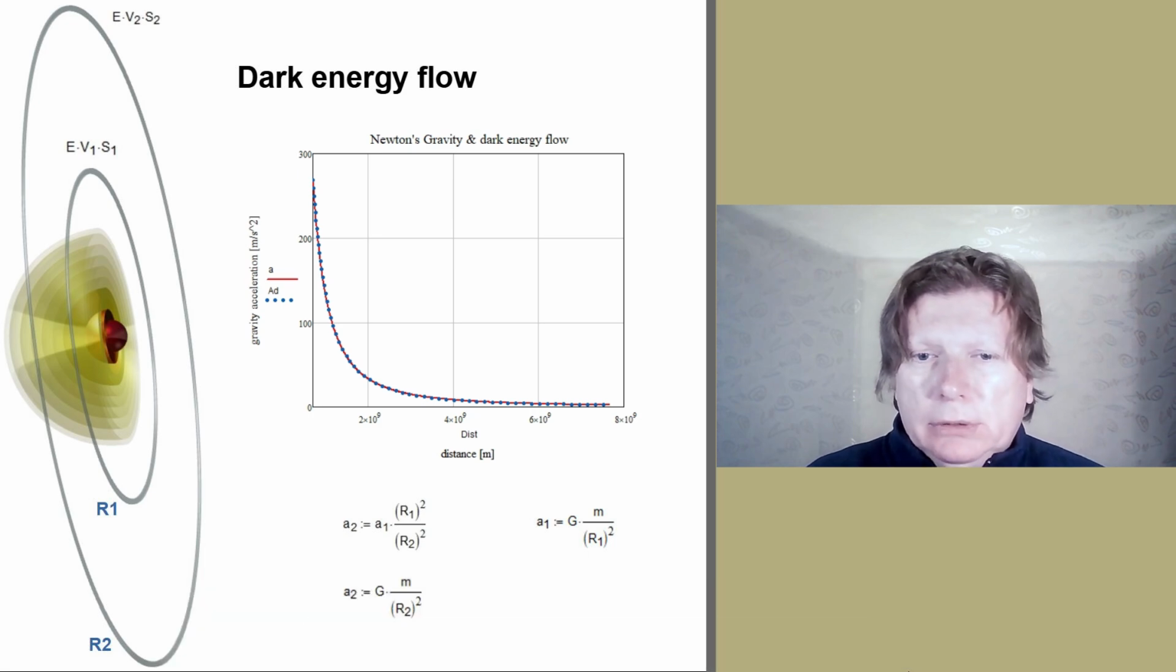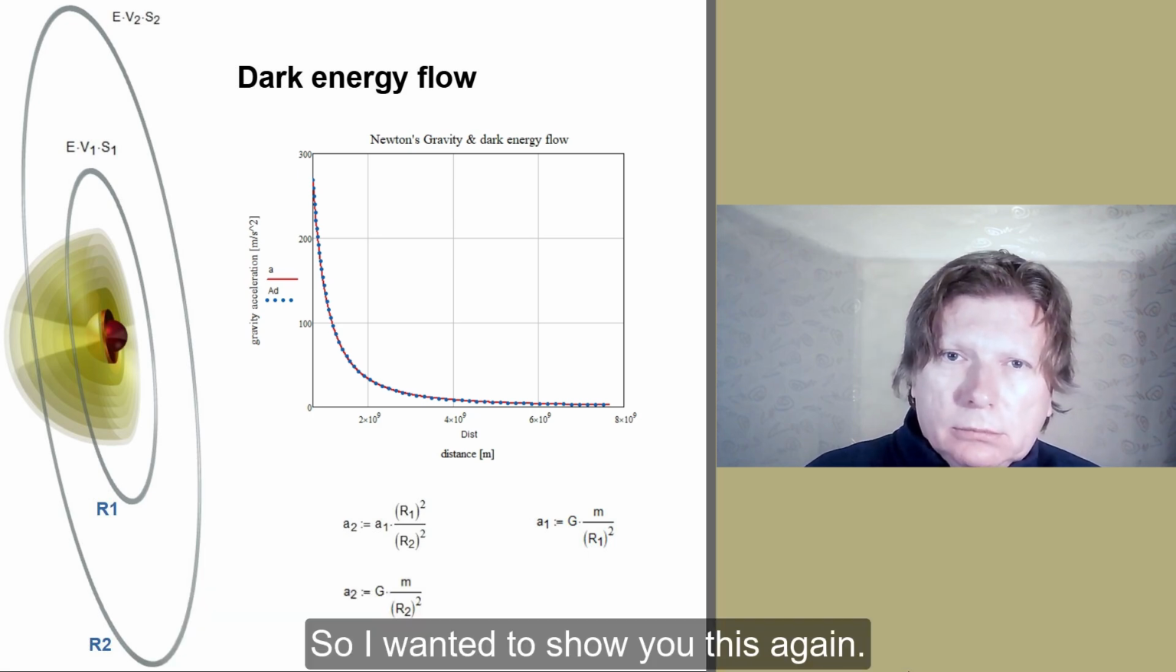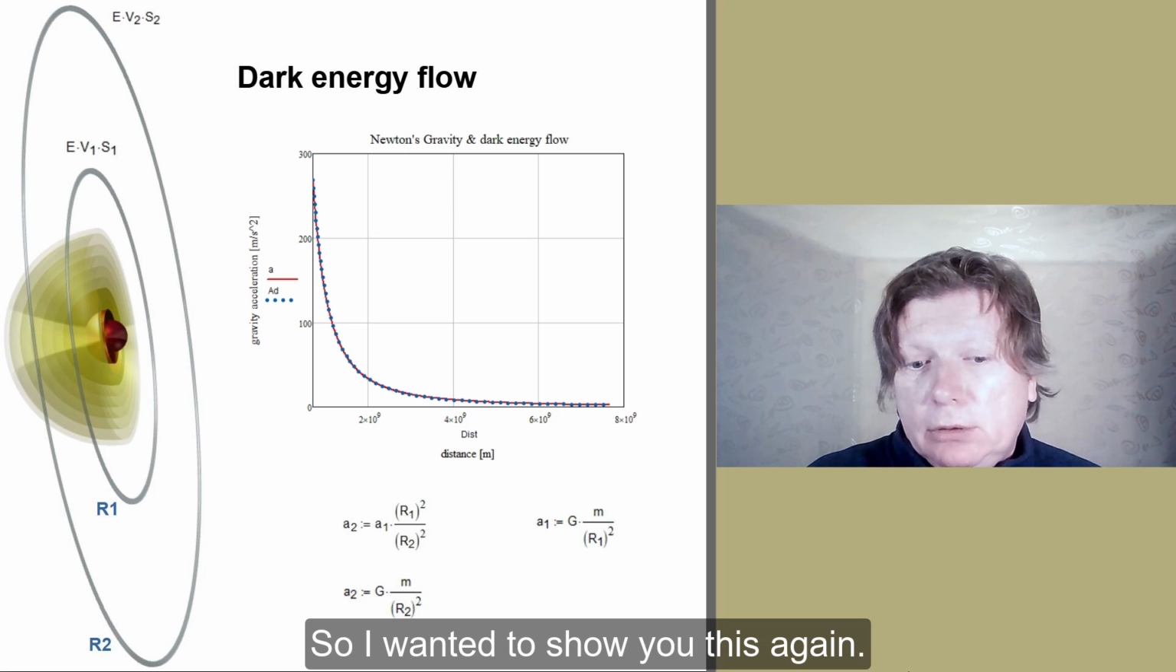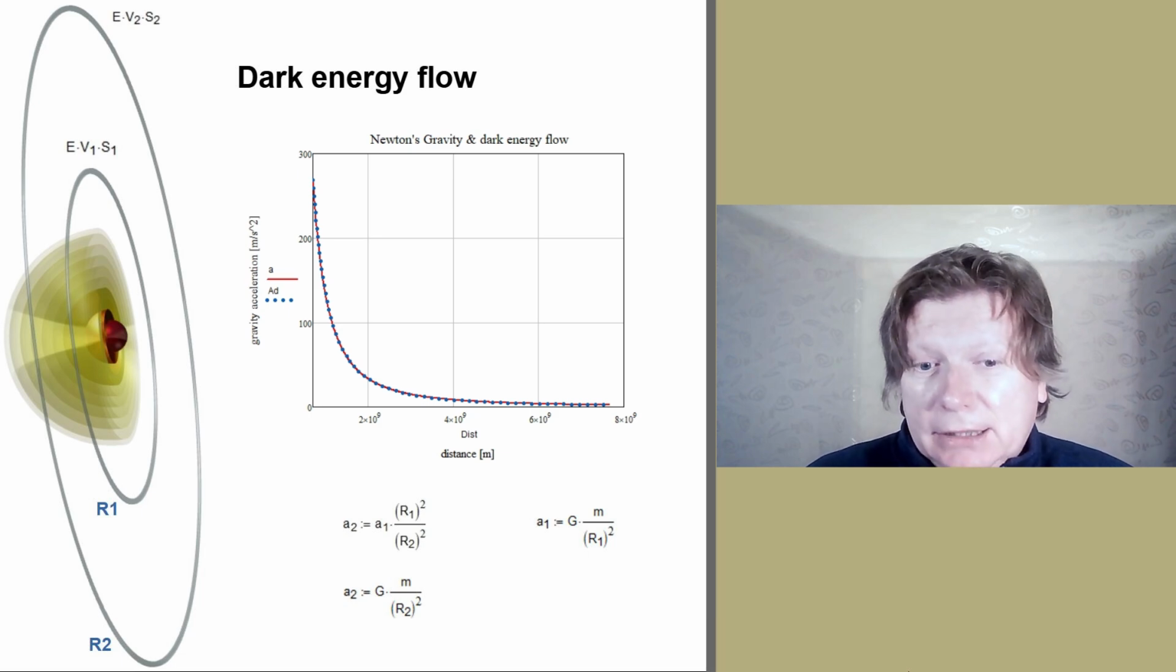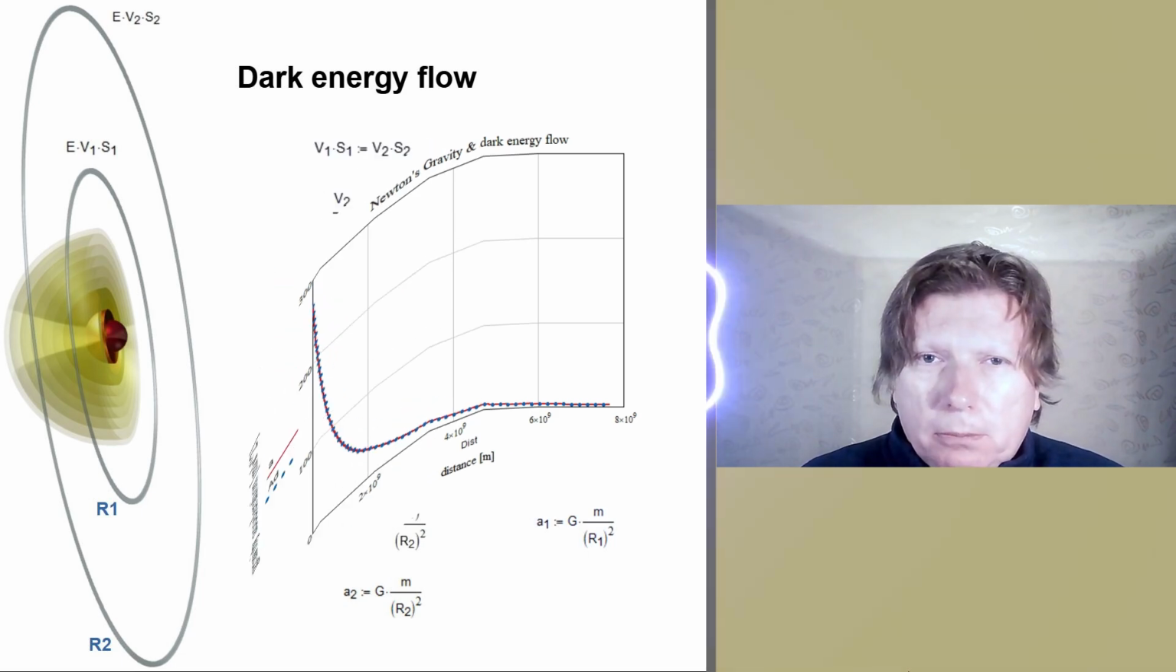So I wanted to show you this again. Musi być tutaj regulatorem ta prędkość, ta różnica prędkości lub to przyspieszenie. Tak? Także tutaj już wszystko powinno być jasne i rozumiemy, skąd to prawo. Everything should be clear now.